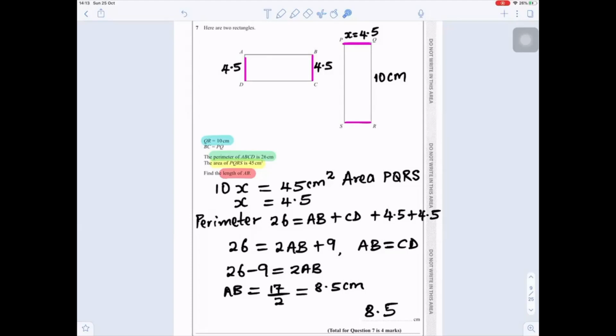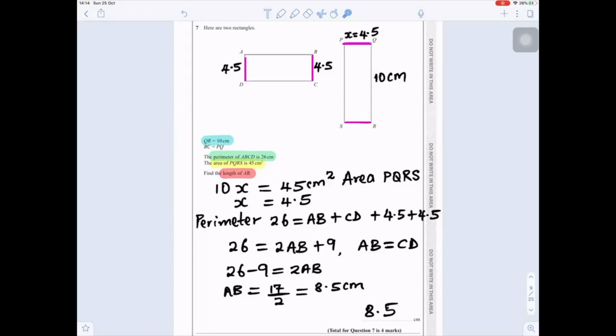So we look at PQRS and work out the area. The area of a rectangle is length times width. So we multiply 10 times X, and it should give us the area of 45 centimeters squared. But what number do you multiply by 10 to get 45? 4.5. So X is 4.5. Now you know X is 4.5, which is PQ, and that value is the same as BC, which is 4.5.